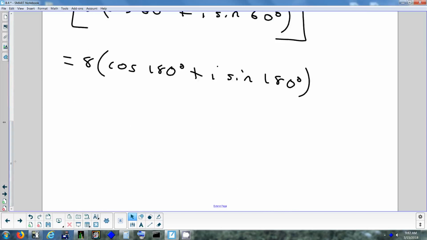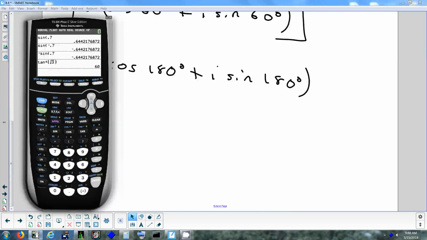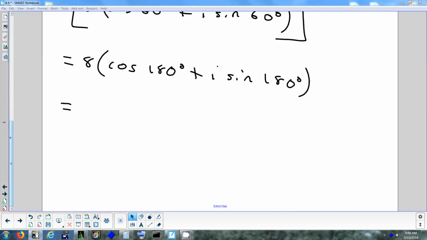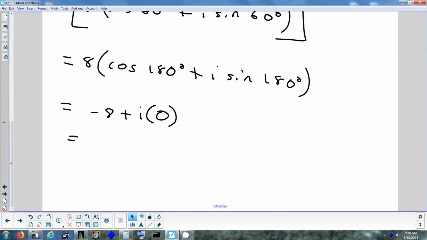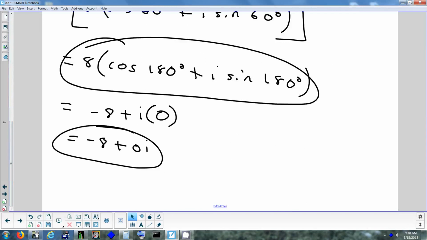Now, they started out the problem in standard form. What if they asked you to write your final answer in standard form? What would you have to do with this last step? Distribute. Yeah, you just distribute it out. So it's just kind of time consuming, but I can show you. 8 cosine 180 is actually negative 8, plus i times 8 sine 180, which is 0. So if you wanted to get this in standard form, it's negative 8 plus 0i. Or if you wanted to leave it in trig form, you stop right there.